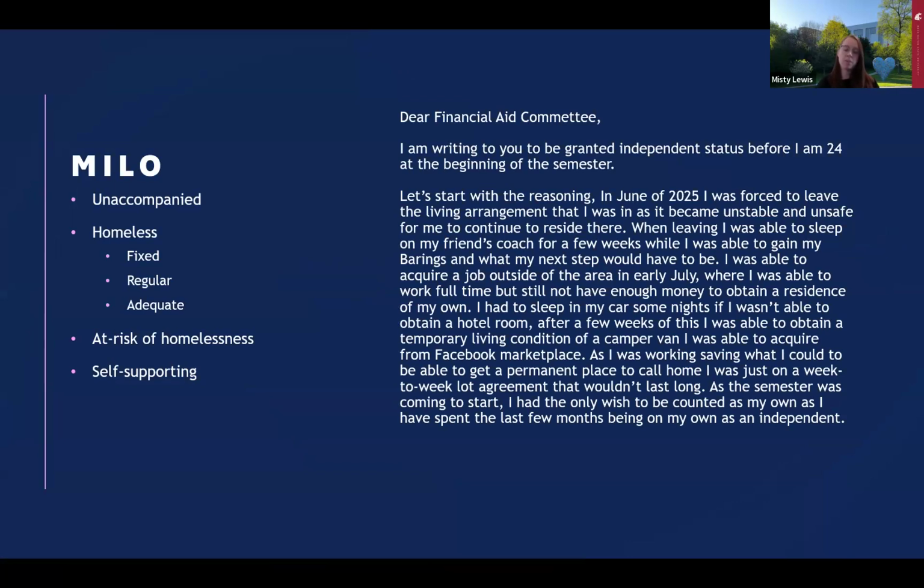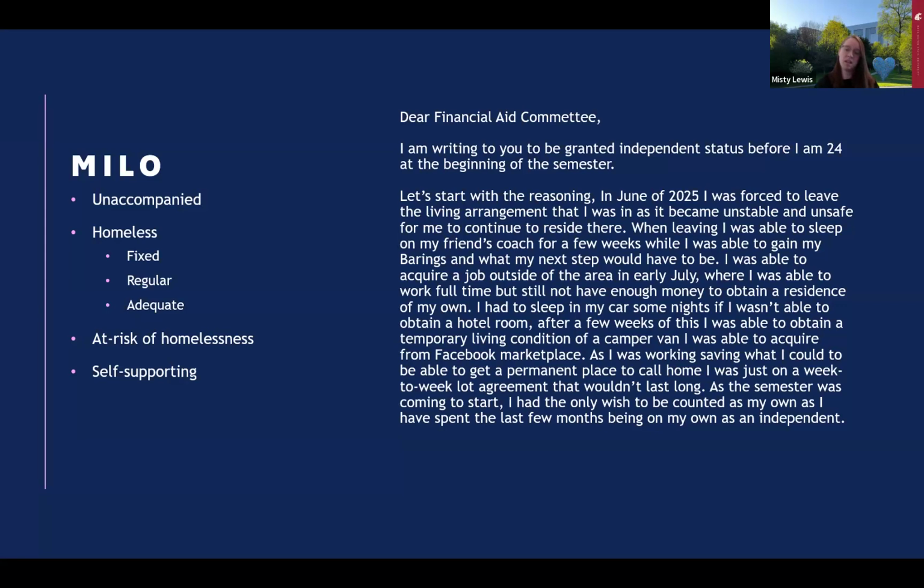I was able to acquire a job outside of the area in early July where I was able to work full-time, but still not have enough money to obtain residence of my own. I had to sleep in my car some nights if I wasn't able to obtain a hotel room. After a few weeks of this, I was able to obtain a temporary living condition of a camper van I was able to acquire from Facebook Marketplace.